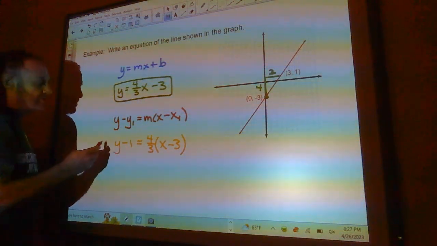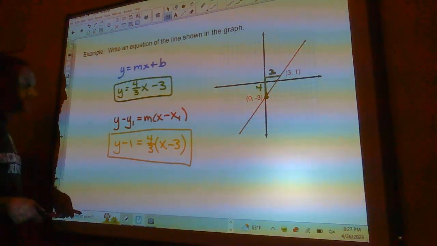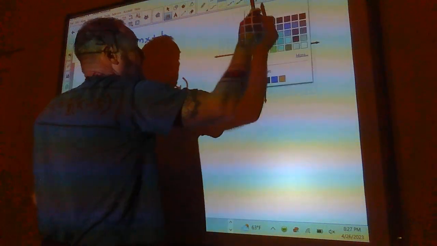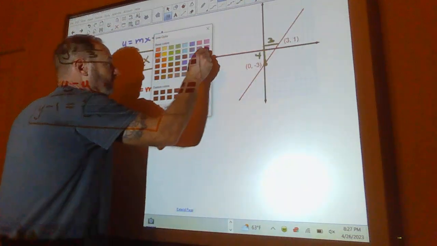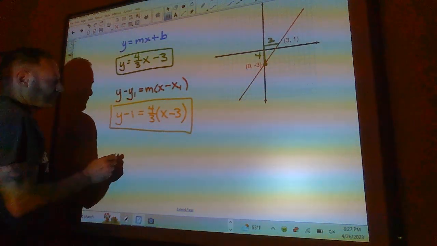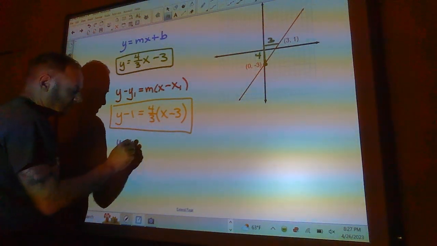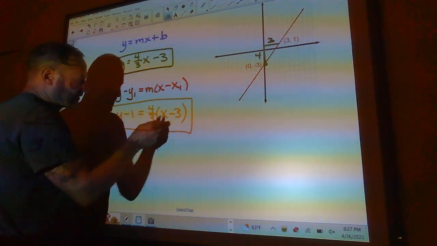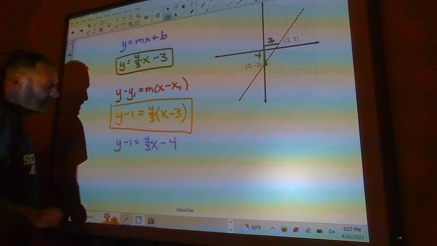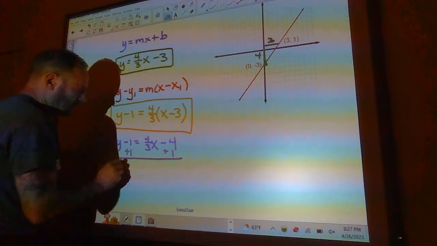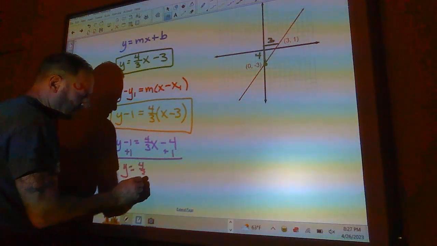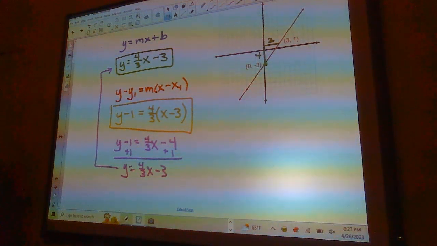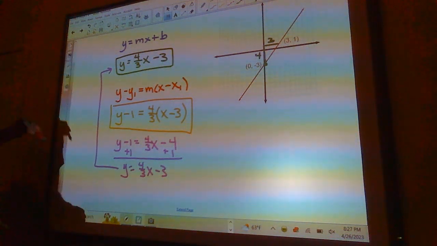So this is the same equation as this one, except it's not in slope-intercept form, which most of the time your teacher wants you to go ahead and turn into slope-intercept form anyway. So that's why I would probably use this. But if I were to do that, y minus 1 would equal 4/3 x. If I multiply this times 3, it's going to cancel the 3, so I'm going to get -4. And then I'm going to add 1 to both sides. And I'm going to get y equals 4/3 x minus 3, which is exactly the same thing that I got there with a whole lot less work. Okay? So you can use either one.